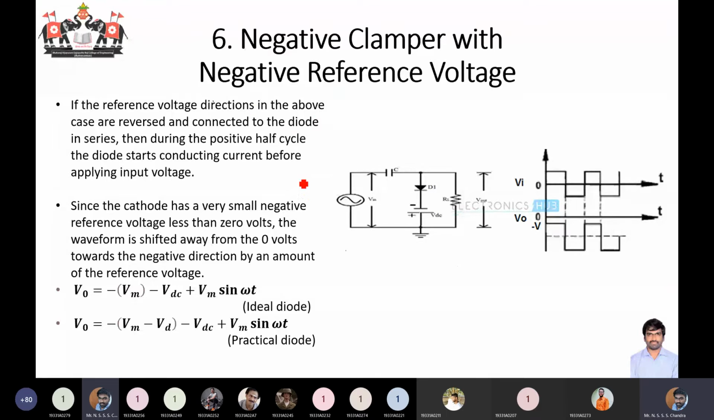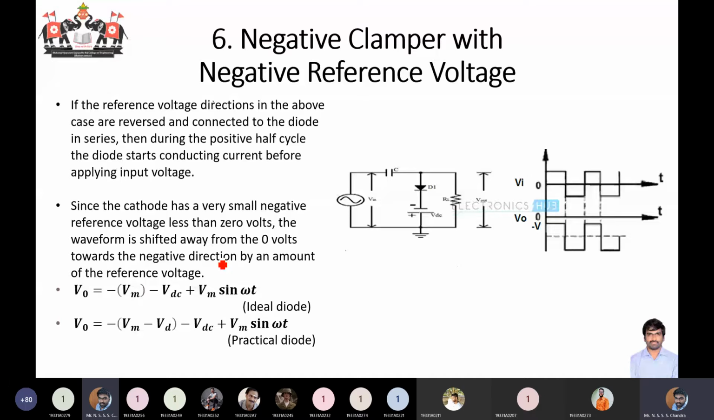Here, instead of the positive bias voltage at the cathode, we will have a negative bias voltage at the cathode terminal. So instead of adding VDC, we will be reducing by that VDC. So your V0 will be equal to minus Vm minus VDC plus Vm sin omega t, if it's an ideal diode. If it's not an ideal diode, it would be minus Vm minus Vd minus VDC plus Vm sin omega t.